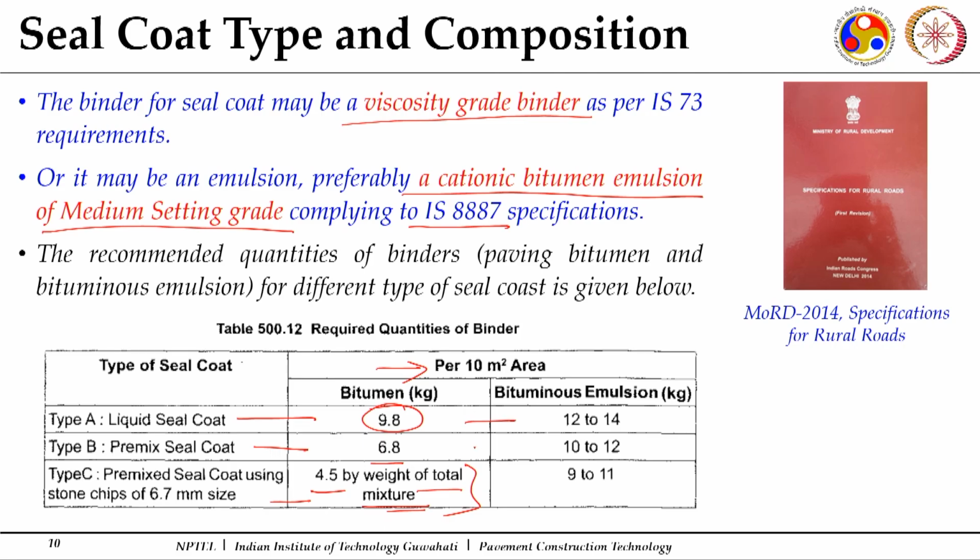When it comes to bitumen emulsions, you can see in the first case the cationic bitumen emulsion, medium setting grade, which is the most preferred one. It gives the quantity of bitumen emulsion for type A, type B and type C. So when we do an open graded premix carpet, it is important to go for a seal coat application also, so as to seal the surface specifically against any intrusion of water.